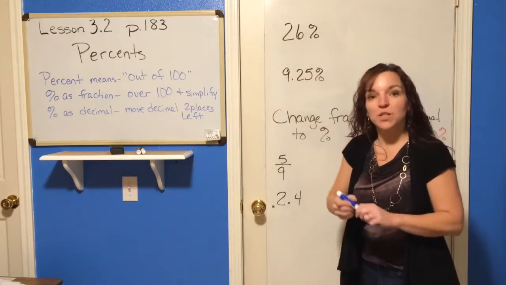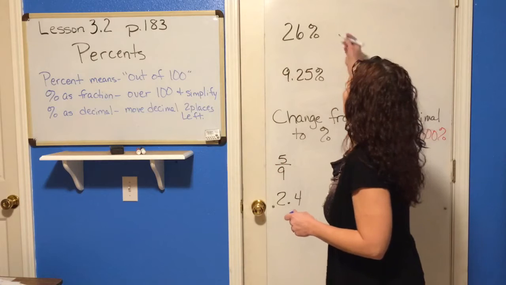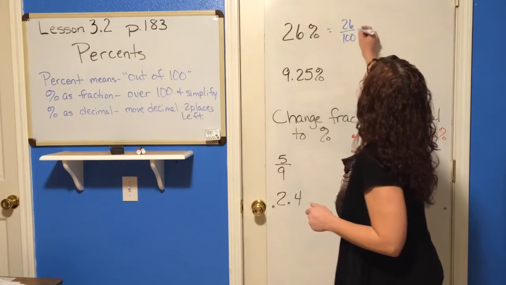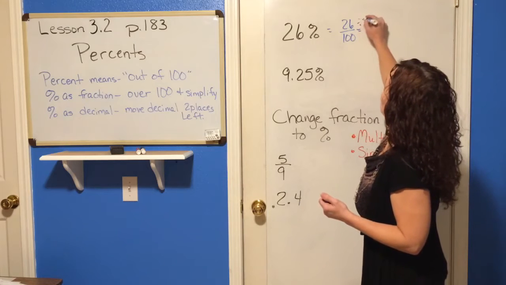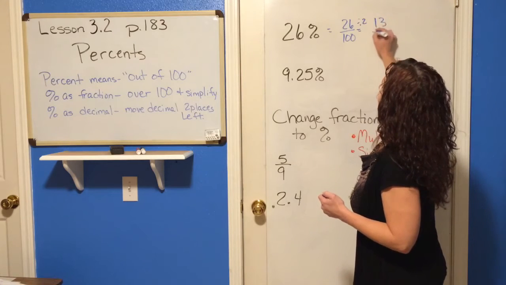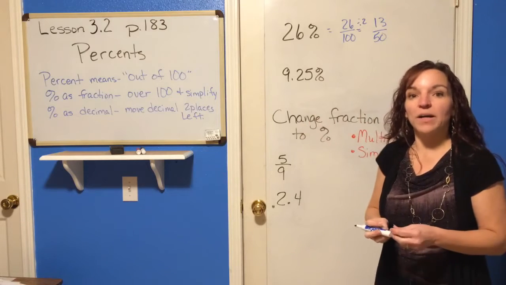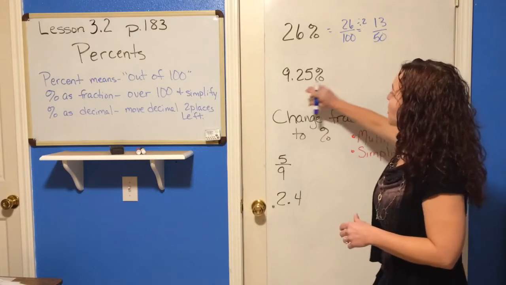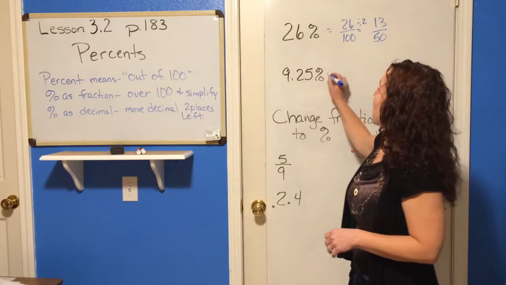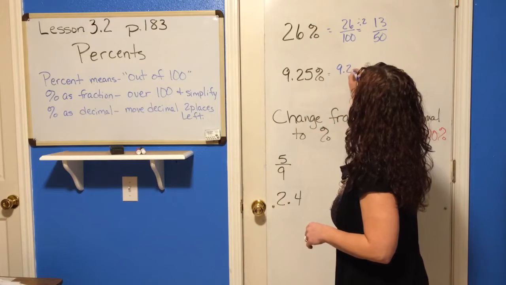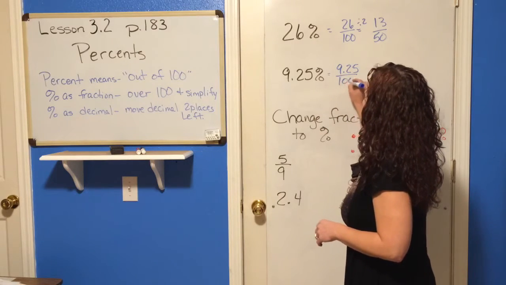In this case, we have 26%. 26% is 26 per 100, and then we simplify, divide by 2, is 13 over 50, so 13/50ths would be our fraction. If you want to change 9.25%, this one's a little bit trickier. So you've got 9.25 per 100.